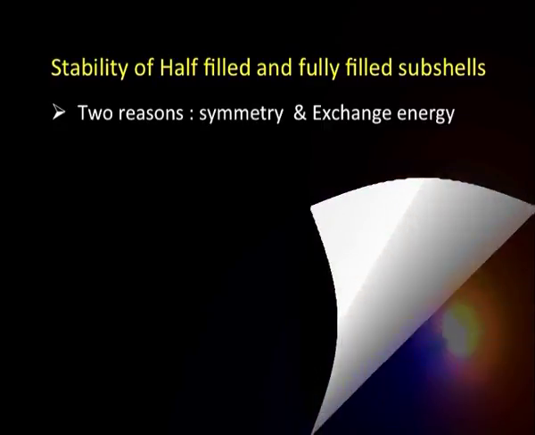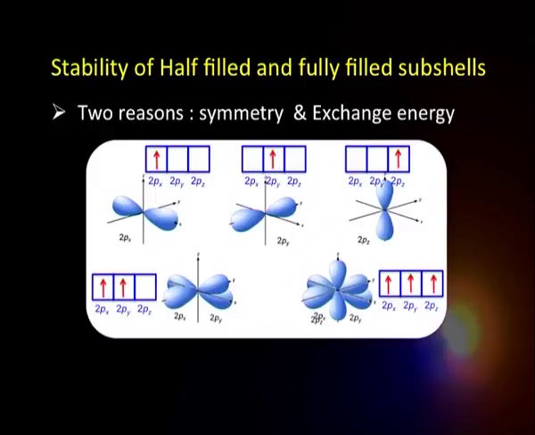First, let us talk about symmetry. What I am showing you here are p orbitals. We know that p orbitals are degenerate. There are three p orbitals, px, py, pz. Now, suppose I have only one electron in this p orbital. It could be in a px orbital or py or pz. If it is in px, the electron distribution will be something like this. For py, it will be like this.